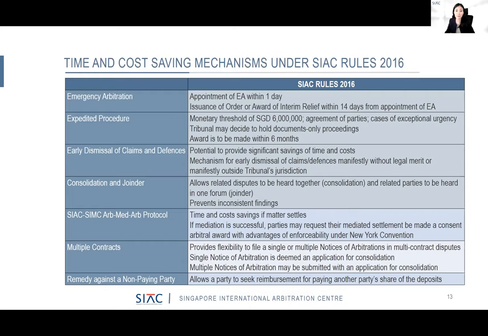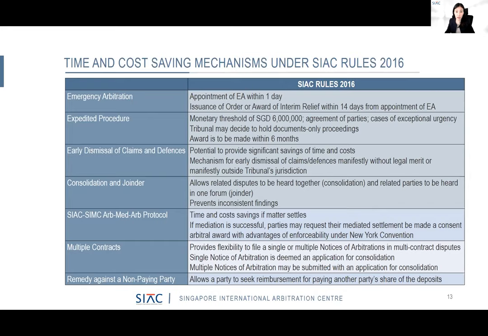Parties can also opt to both just agree to this procedure, or a party can also apply in cases of exceptional urgency. We also have an express early dismissal mechanism whereby a party may apply to the tribunal at any time during the course of the proceedings for the dismissal of a claim or defense that is manifestly without legal merit or manifestly outside the jurisdiction of the tribunal. This mechanism can potentially save time and cost because parties are able to strike out any number of heads of claim or defense that are not good in law or outside the four corners of an arbitration agreement instead of having the tribunal deal with it all the way until the end.